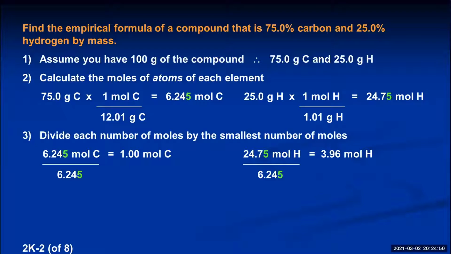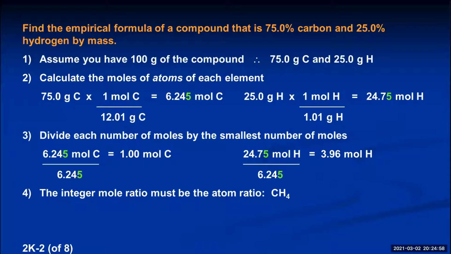And if the mole ratio is 1 to 4, the atom ratio will be 1 to 4. So the integer mole ratio must also be the atom ratio. You assume the formula is CH4.